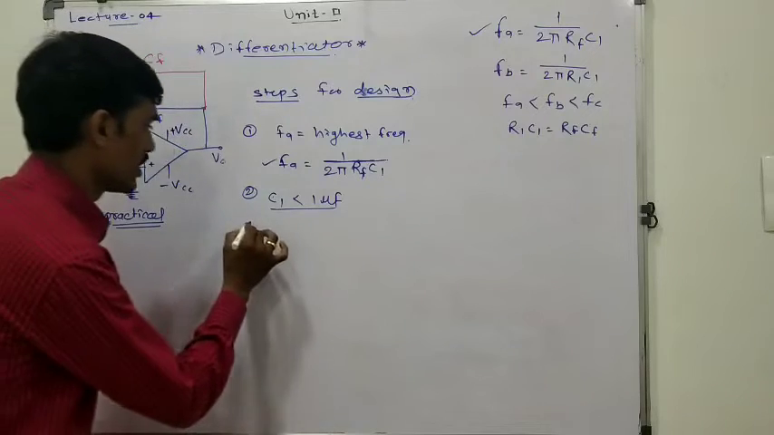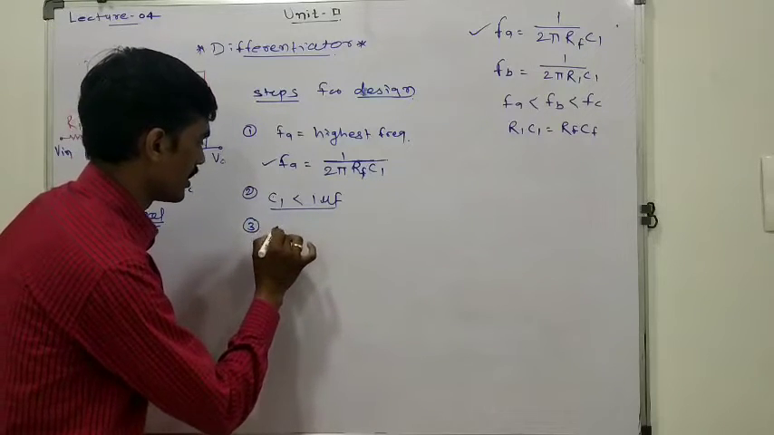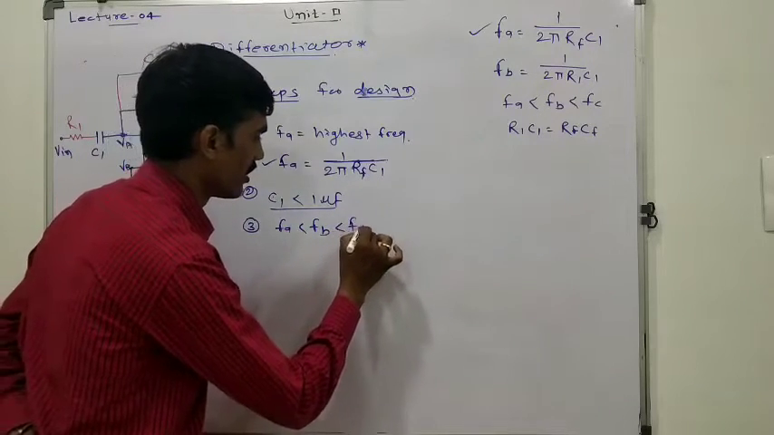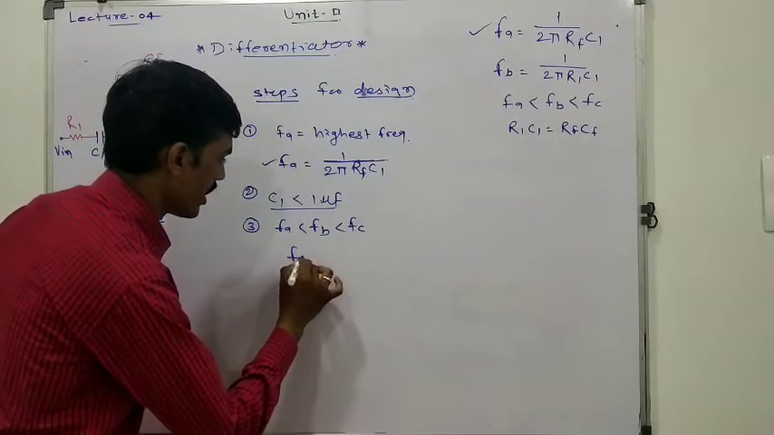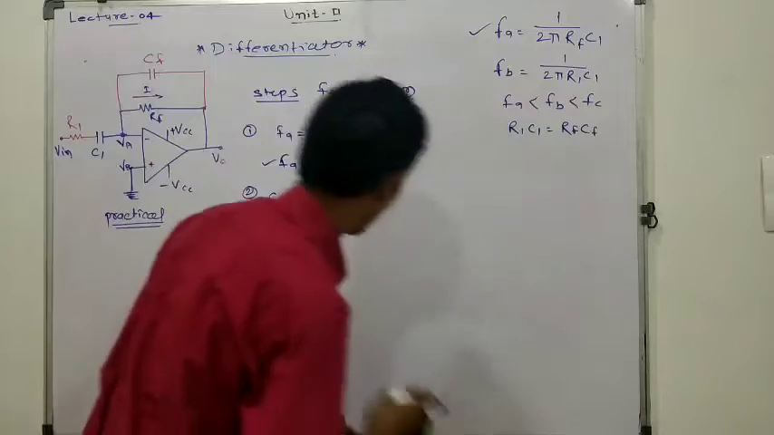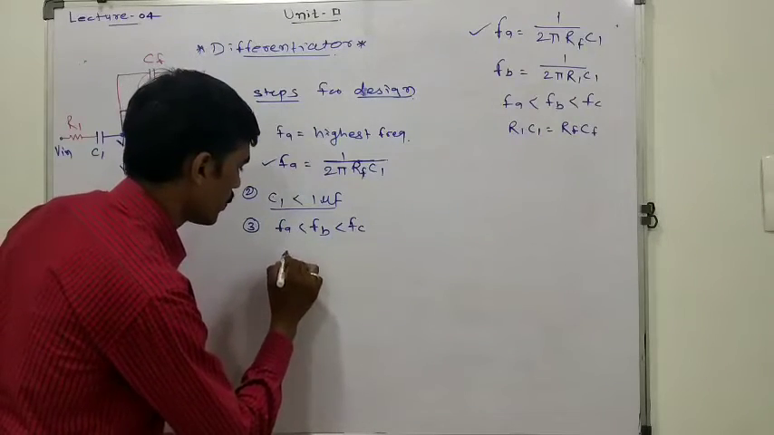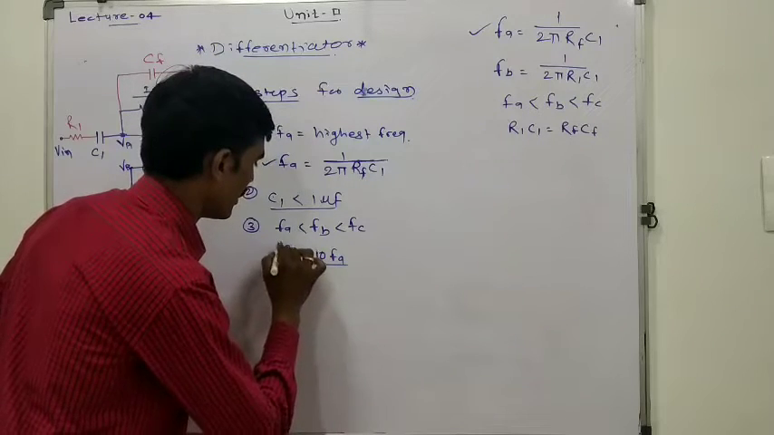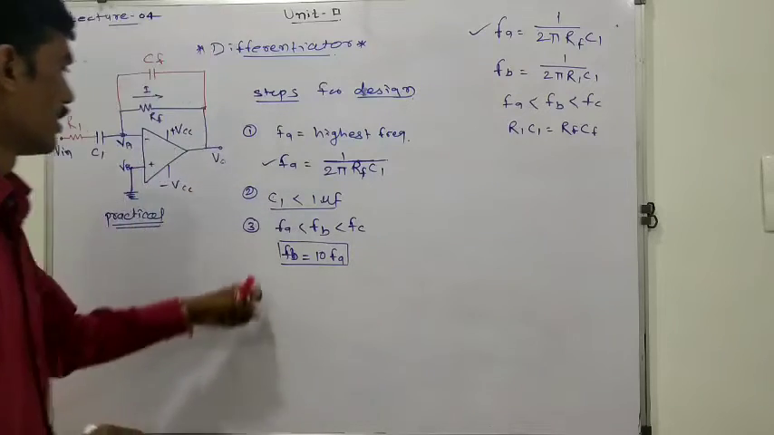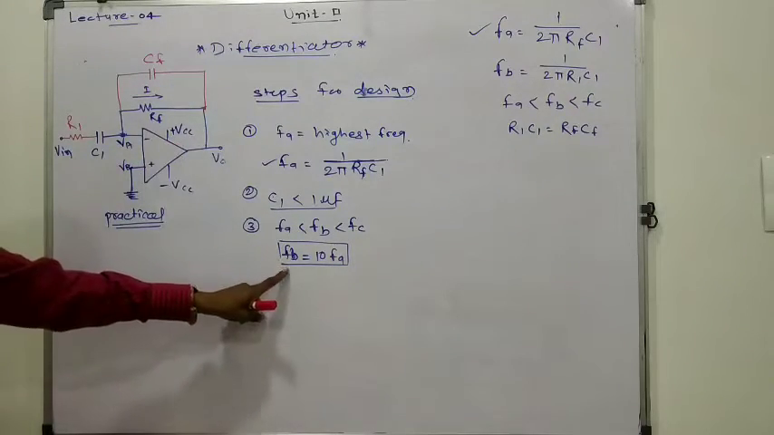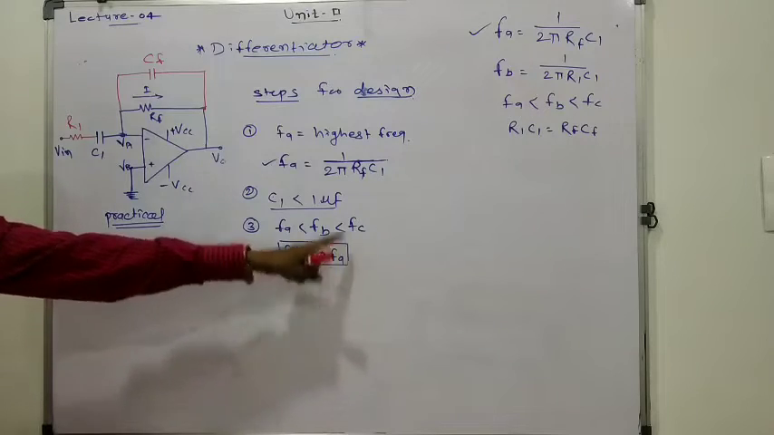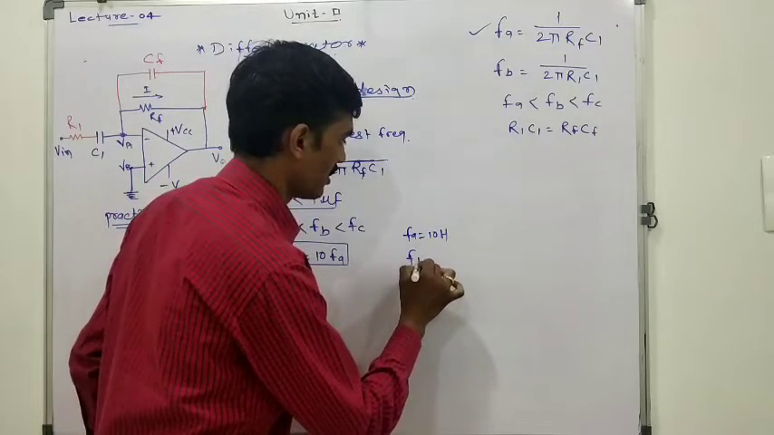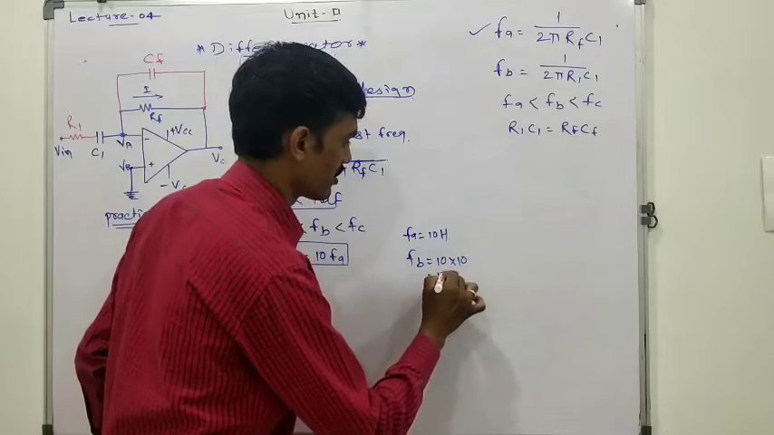Next step, the third step, we have to assume FA must be less than FB, which is less than FC. Here we have to assume FB is equal to 10 times FA. That condition we have to assume while designing a practical differentiator, that FB is equal to 10 times FA. For example, if FA is equal to 10 Hz, then FB is nothing but 10 into 10 Hz, which is equal to 100 Hz.